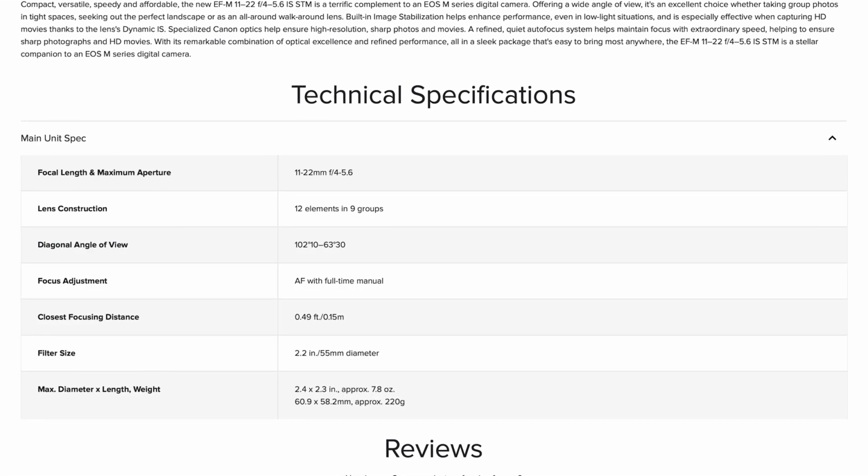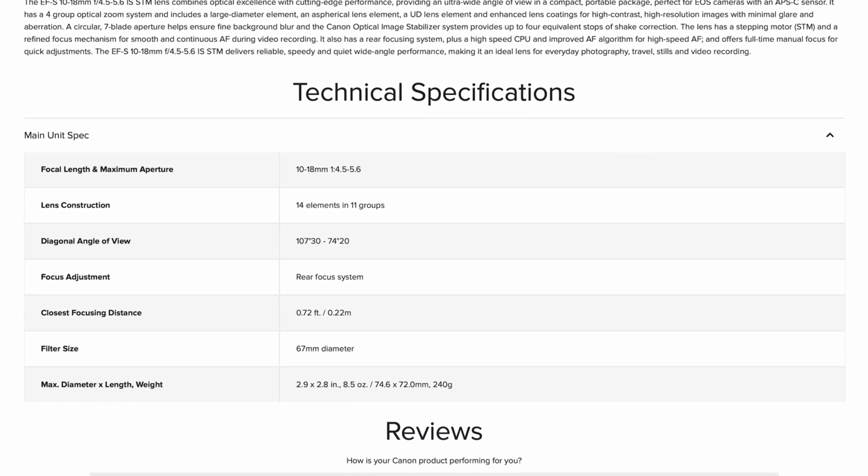So obviously there's more information on both these lenses, but for the purpose and length of this video, I didn't want to do too far of a deep dive into it. If you want more information, I'm going to include a screenshot of the 11 to 22mm lens specifications here, and then the 10 to 18mm lens specifications right after that.